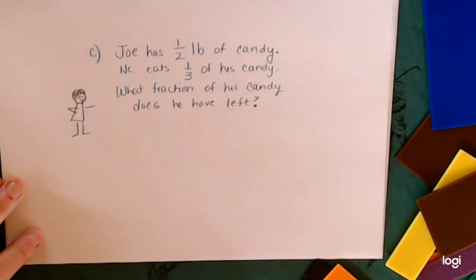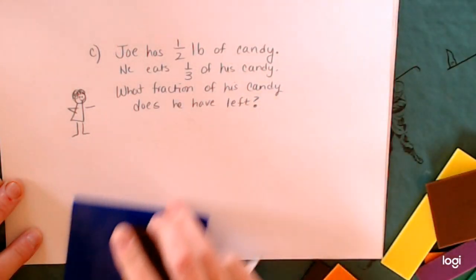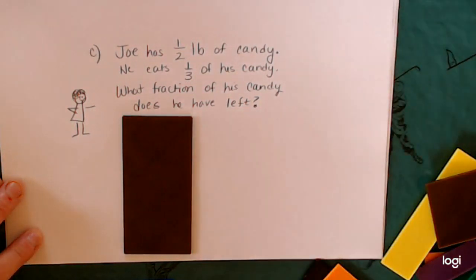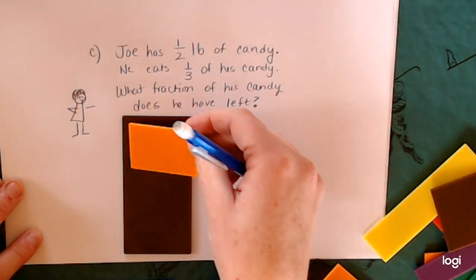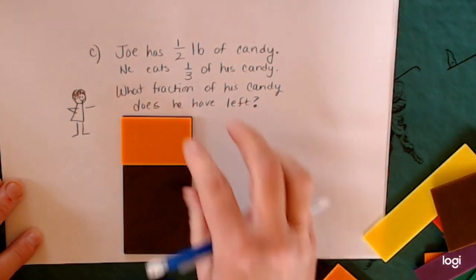So here we go. Again, that's a pound of candy. Joe has a half a pound of candy, so this is what Joe has. And he eats a third of his candy. So he eats 1/3 of his candy. He eats the equivalent of that orange right there. But we want to know what fraction of his candy does he have left.